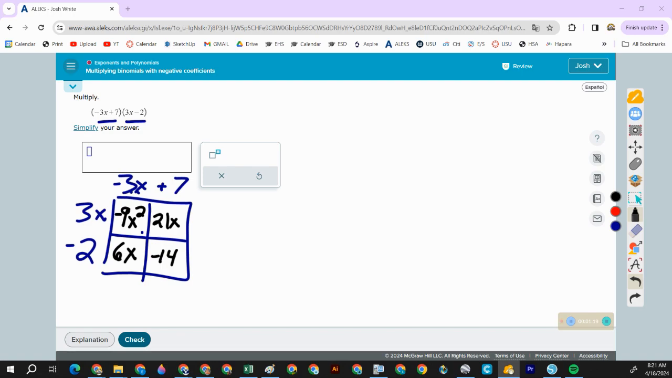And this will help you keep things organized. It will prevent you from skipping terms. And the other nice thing is these are going to be like terms most of the time. There are some cases where that's not true. So when I put like terms together, I get negative 9x squared, and then 6x and 21x become 27x, and then the negative 14 does not have a like term.